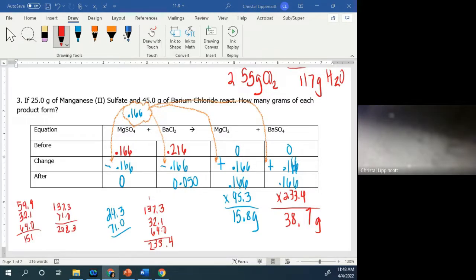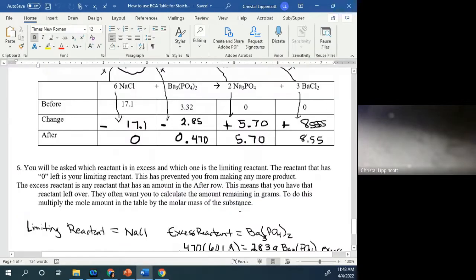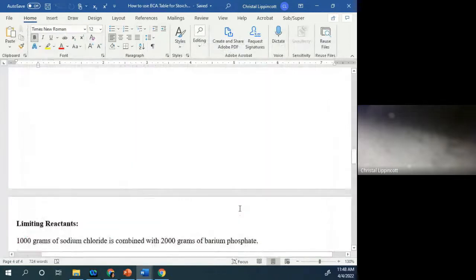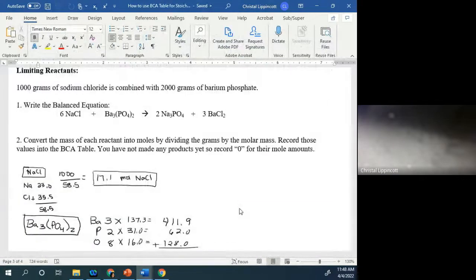All right. It's really good how you got the start. That's the only thing I struggled with. The start here? Yeah. Okay, so let's go back and read that document. What did it say to do here? So first of all, I've already written your balanced equation. So I've already done number 1 for you. Number 2, it says convert the mass of each reactant into moles by dividing by the molar mass.